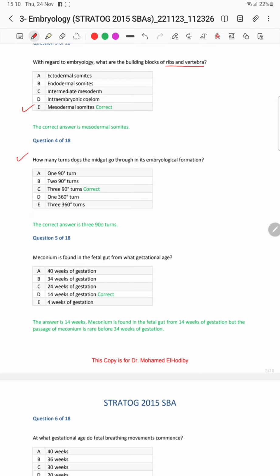Question number 4. How many turns does the midgut go through in its embryological formation? We have studied it previously. It is the 270-degree rotation.